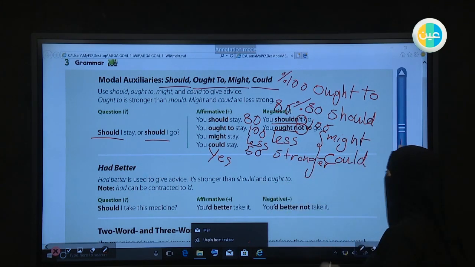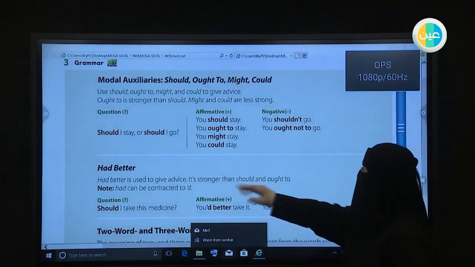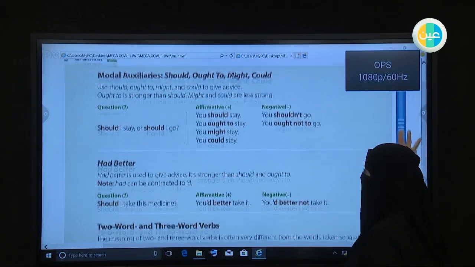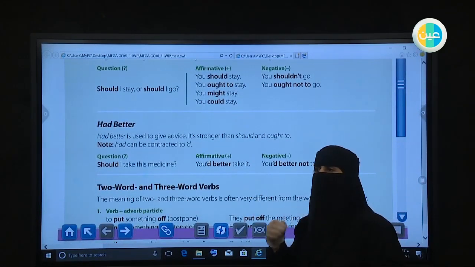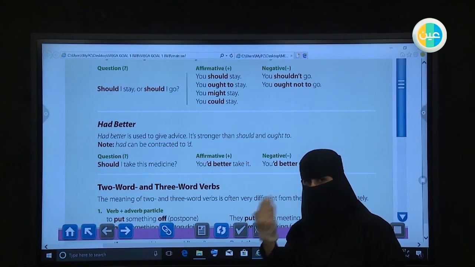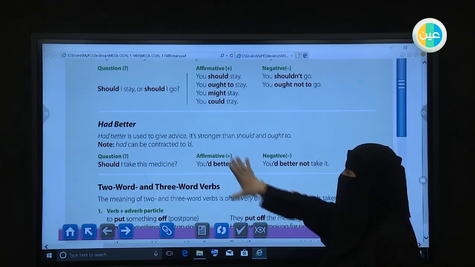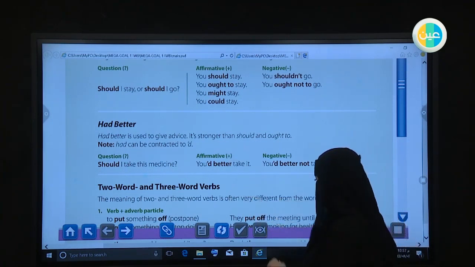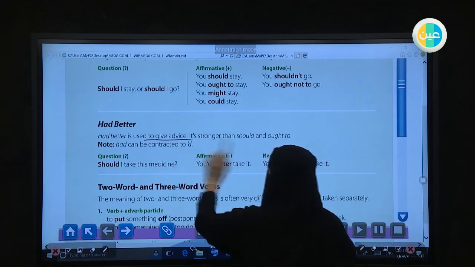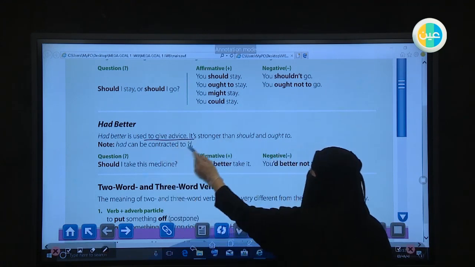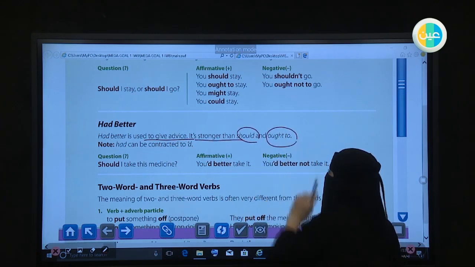The next part of our lesson today is had better. So if you want to advise someone, and you build your statements or your sentence, you can use had better. What's the meaning of had better? They told us that had better is used to give advice. Is used to give advice. And it is stronger than should and ought to.